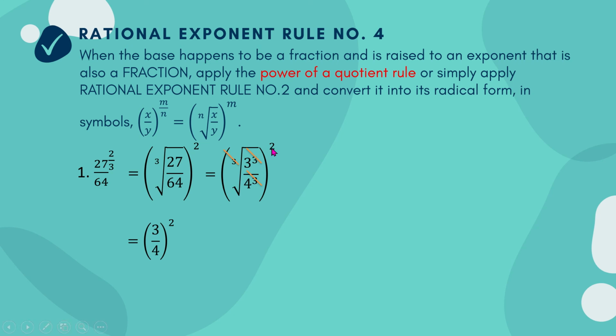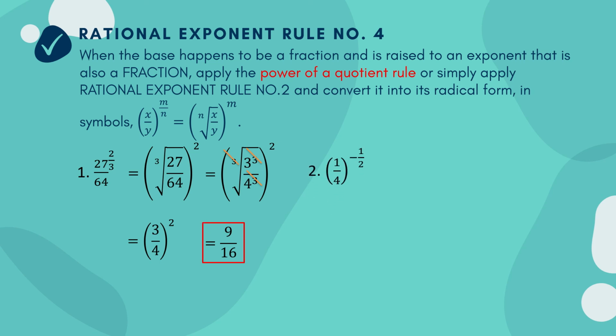Then, don't forget the exponent 2 outside the parentheses. It cannot be removed. That means we still need to square the fraction inside the parentheses, which is 3/4. That means 3/4 times 3/4. So the result is 9 over 16, because 3 times 3 is 9 and 4 times 4 is 16. So, that would be our final answer.